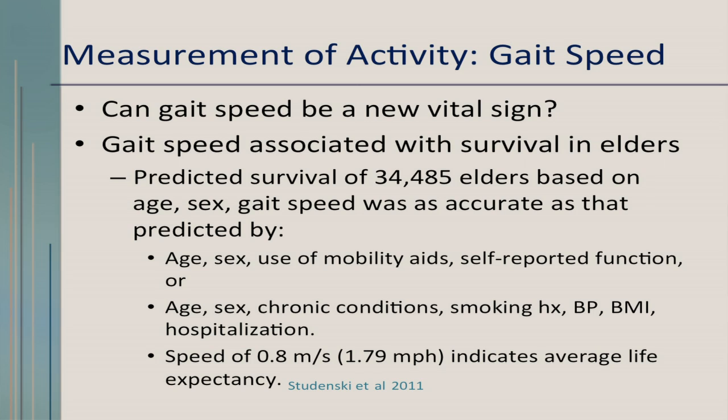A speed of 0.8 meters per second or 1.79 miles per hour indicates average life expectancy. So those people who are able to walk at a faster walking speed than this speed reported would have the ability to live longer than average life expectancy, and those people who walk at slower rates of speed would indicate shorter life expectancy.